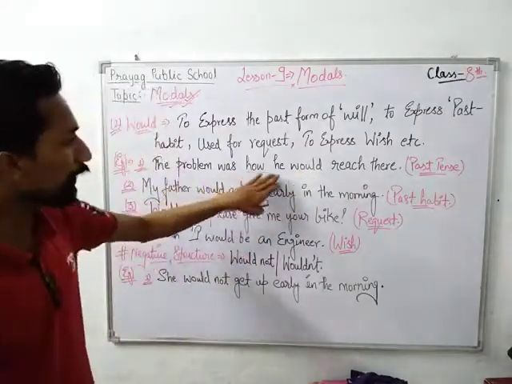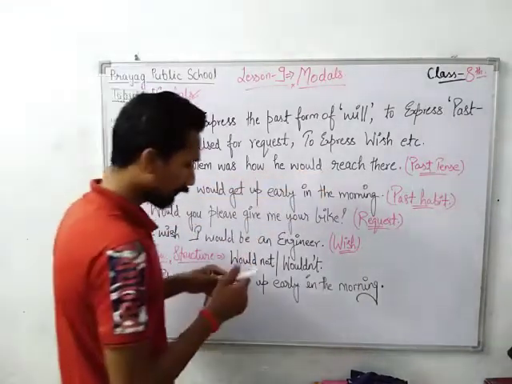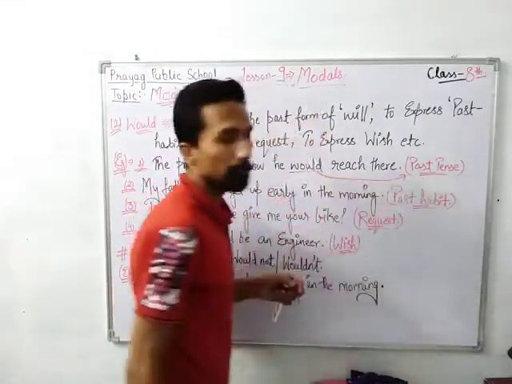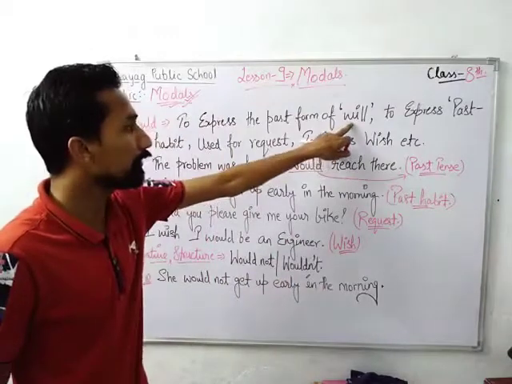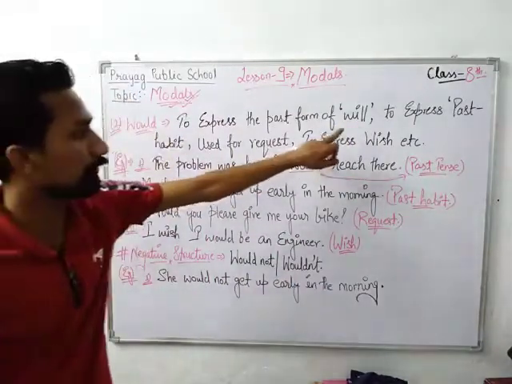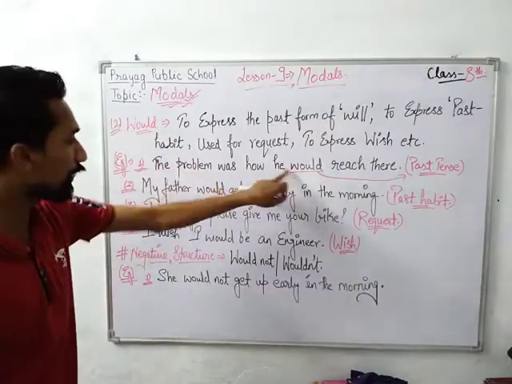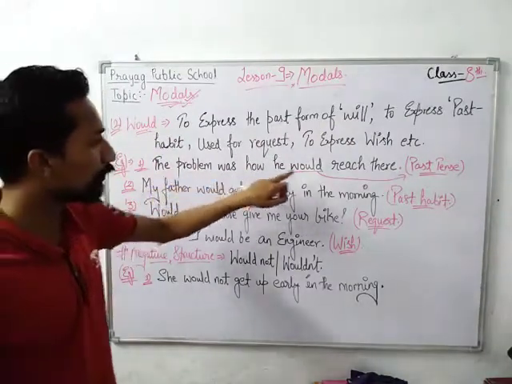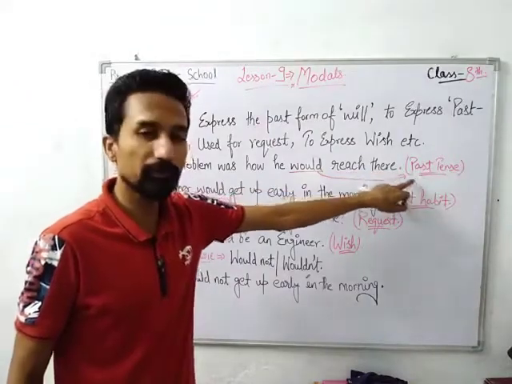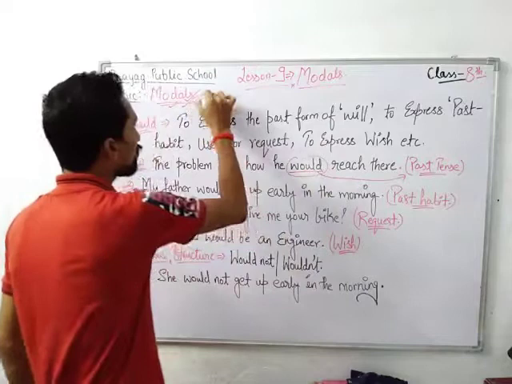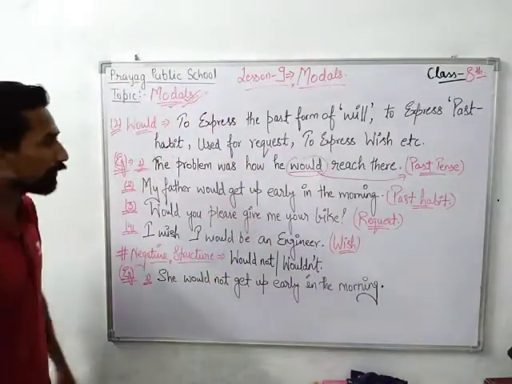तो the problem was how he would reach there. तो that means यहाँ पे जो would है it is expressing what? It is expressing past tense, because यहाँ पे हम will का जो past tense है हम किससे express करते हैं? Would से. और यहाँ पे भी would लगा हुआ है कि the problem was how he would reach there. That means it is talking about the past tense. This word is talking about the past tense and that is why it is falling under the category of modal.